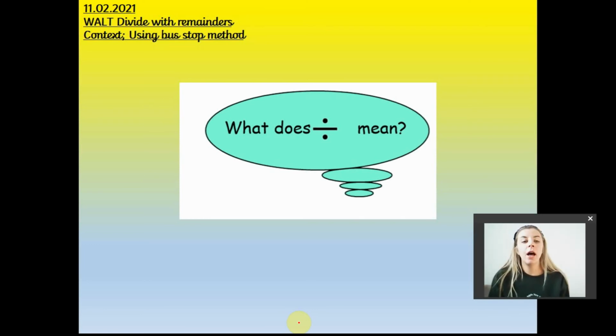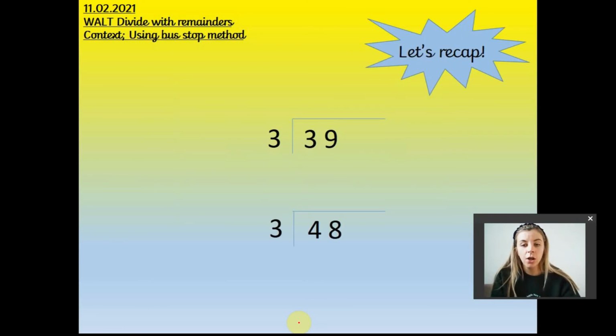So, hopefully when you wrote your date and WALT, you could see that we are going to be dividing again today, but we're going to be using something called remainders. Now, we did touch on remainders yesterday, and we're going to be doing a little bit more work on those today. Hopefully you found yesterday's work okay, because we're going to be elaborating and moving on from that today. If you're still a little bit unsure, it's another one of those things. It just takes a little bit more practice, so make sure you use this time to practice and have a go. So let's just do a little bit of recap from yesterday.